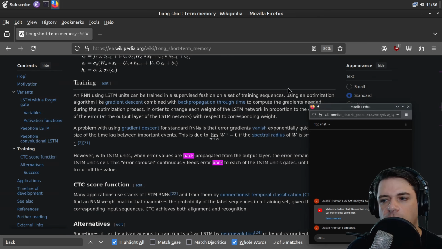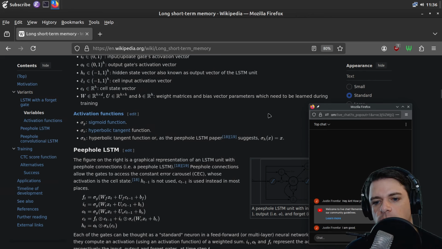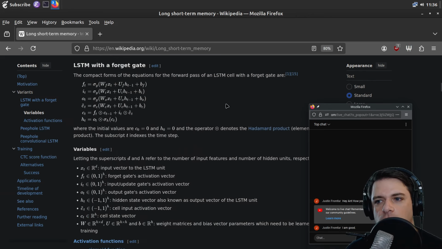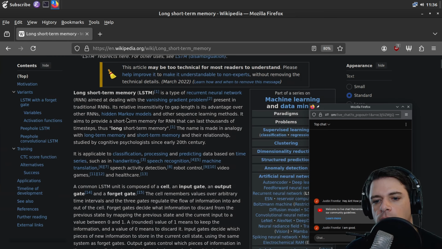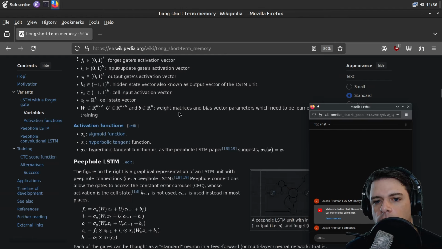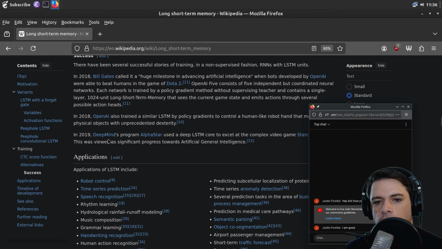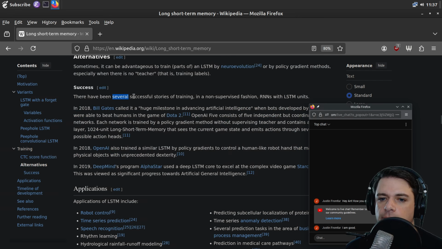And this is all basic stuff for anyone who's worked in AI for the last decade or more. When was this from? Oh, not so old. 2018. Bill Gates called it a huge milestone in advancing artificial intelligence. Okay. Well, yeah, all right.